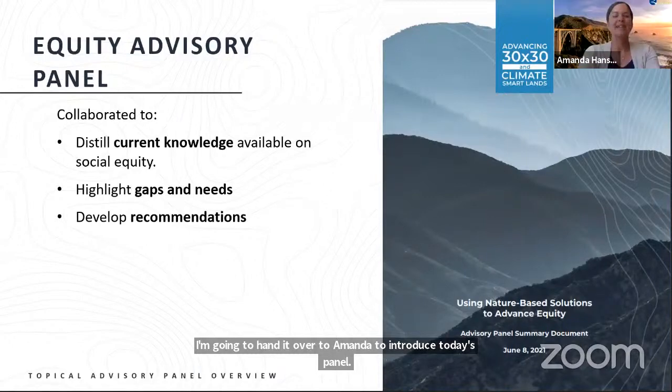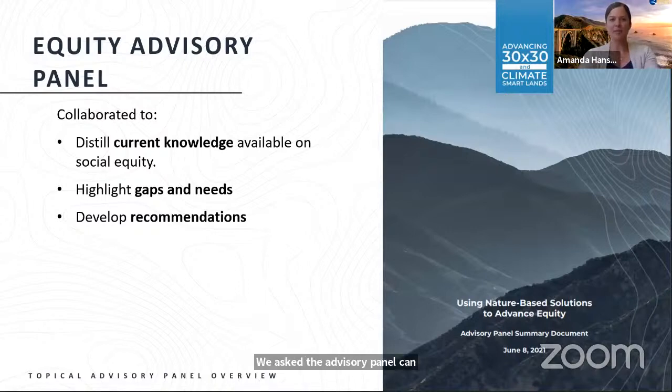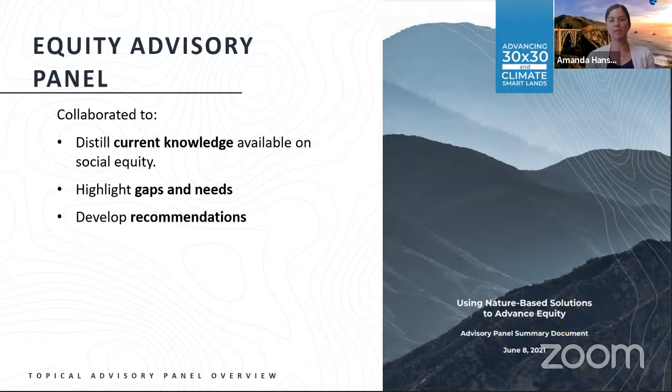Thank you, Jen. We asked the advisory panel and you, members of the public, to address several questions related to the nexus between equity, climate change, and biodiversity. The specific questions can be found on the project website, which is being linked in the chat. Using the questions and their expertise, the advisory panel collaborated to distill current knowledge available, highlight gaps and needs, and develop recommendations to inform the state's approach to achieving 30 by 30 and developing our climate smart land strategy. These reflections and recommendations were incorporated into the summary Jen just mentioned that was released last week.